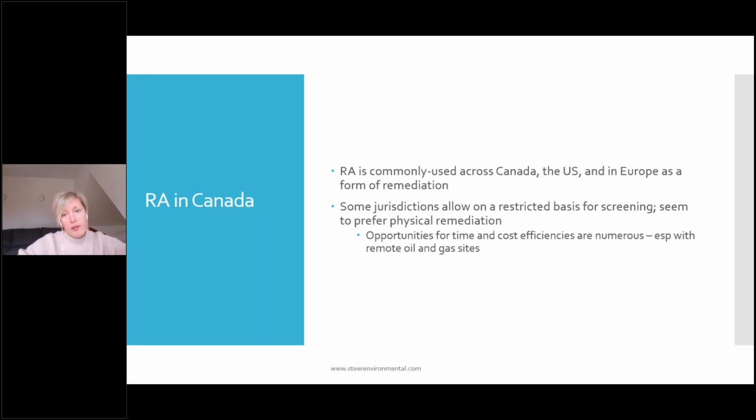So risk assessment is used really commonly across Canada, the US, and Europe as a form of remediation.